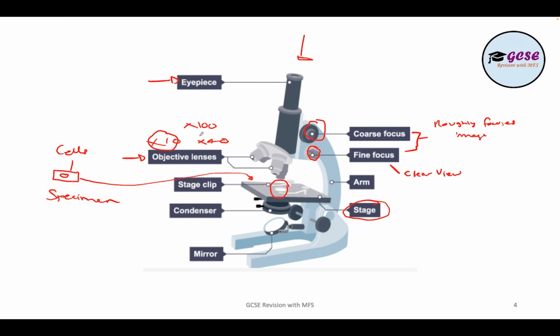Then what you can do is move to the next magnification, which is times 40 in this case, and view it in a bit more detail and focus it until you get a clear image on the specimen. And then you can finally move to the highest magnification, times 100, and there you should be able to get a clear view of the layer of cells in your image. Okay.